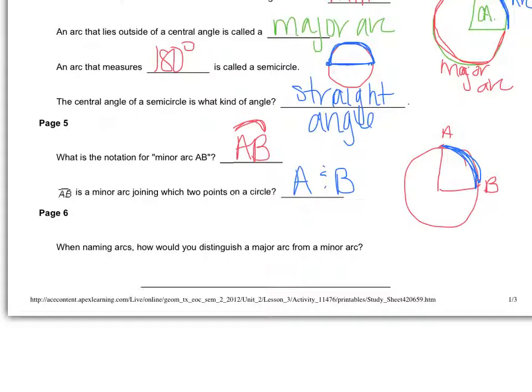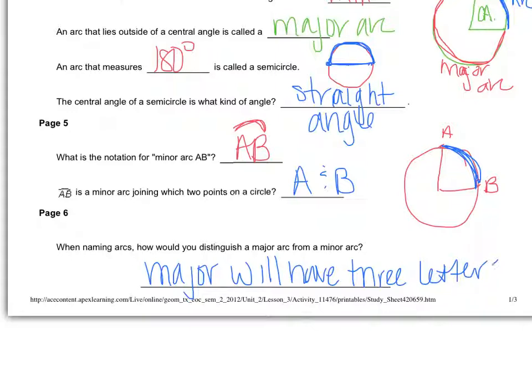So when you're naming arcs, if you want to distinguish between a major arc and a minor arc, the difference is that the major arc will have 3 letters. And the reason it's going to have 3 letters is looking at this picture here. If I wanted to label the major arc, I would have to add in another point. I'm going to call that C.